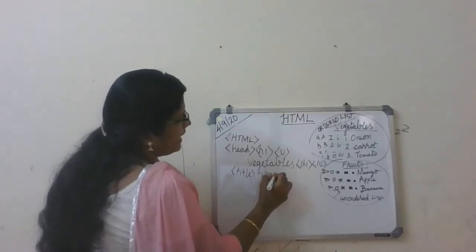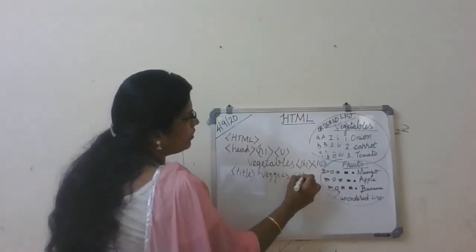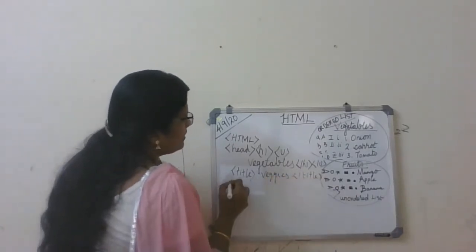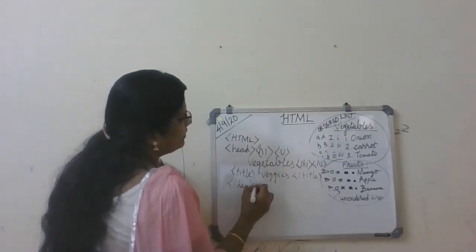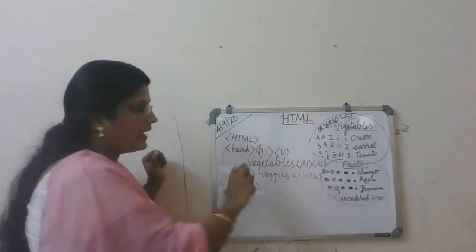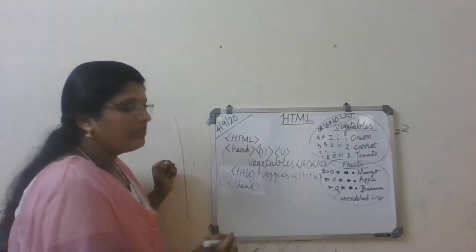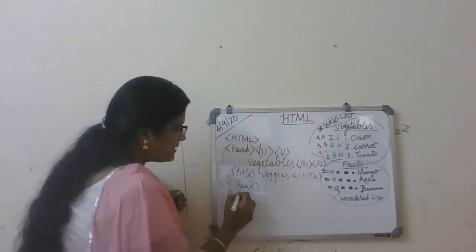Veggies, I'm writing and close title. Then close the head. So the head is closed here. Title is inside the head tag. Okay, then what is next? Next is the body section.